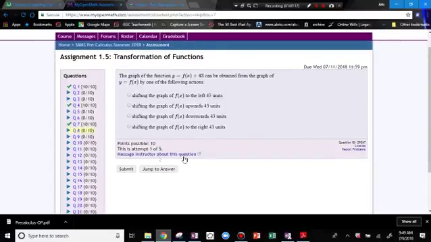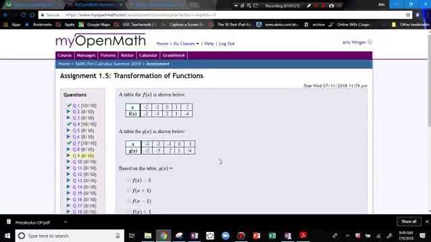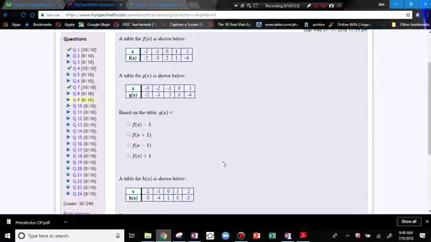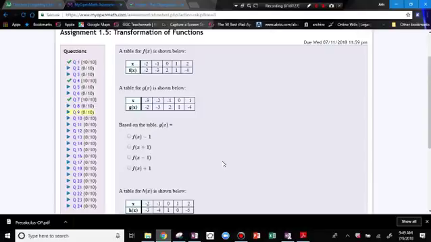I'm going to leave that one to you. Let's see if there's anything that's going to be super crazy. You're just going to have to notice what G does to F. There's a table for F. Here's a new table for G. G has done something to F, and it's one of those.